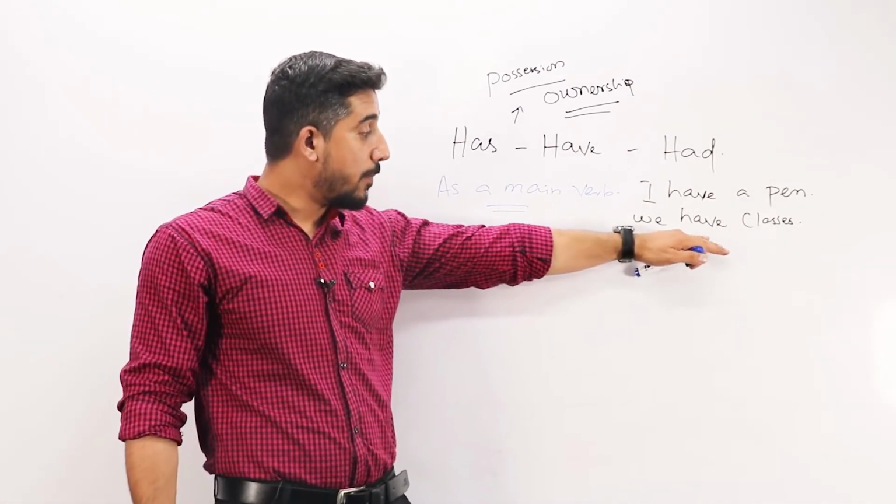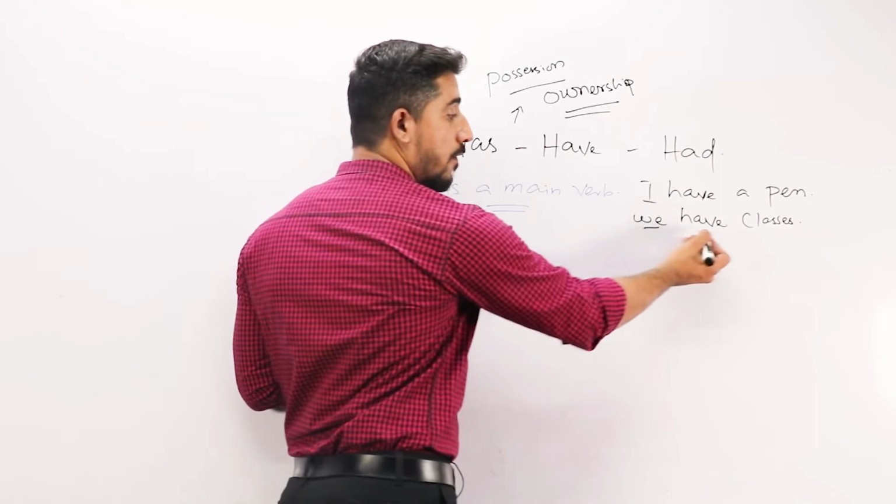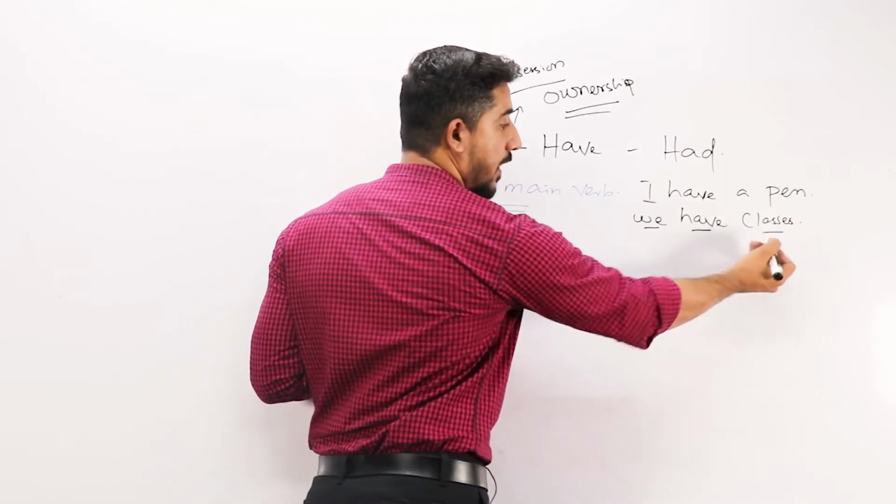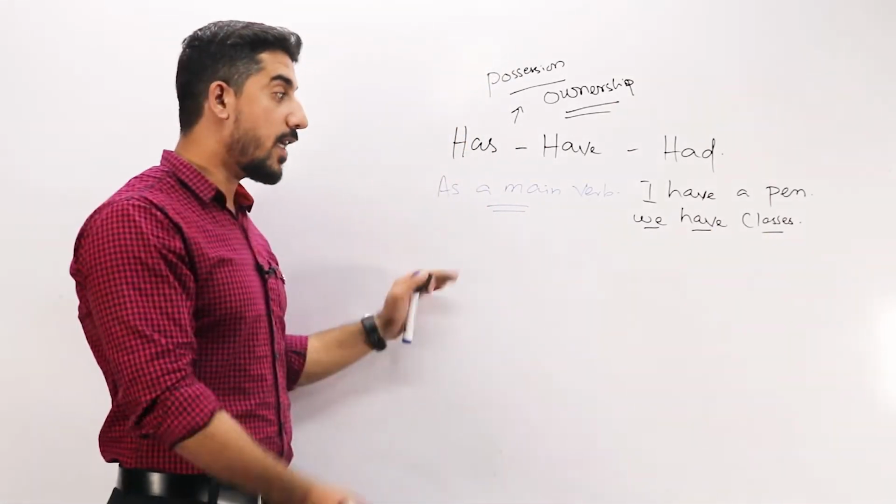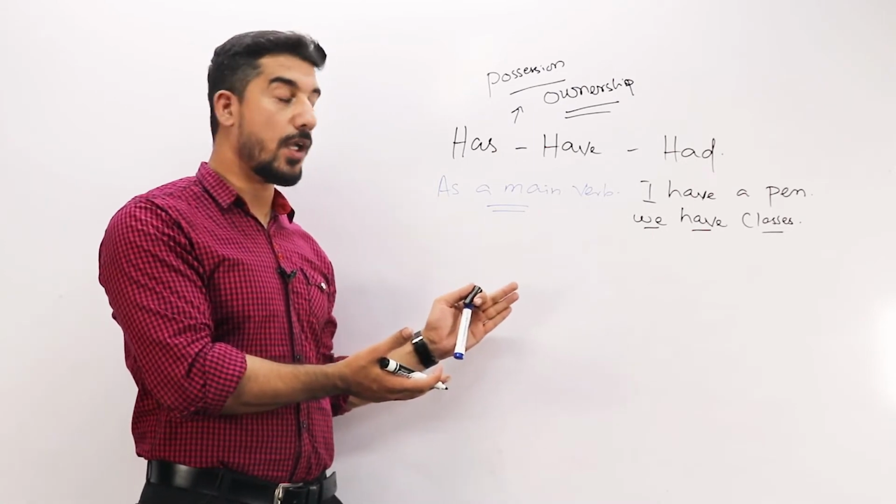If you see here, subject, main verb have, and then object. That's how we are making the structure for it.